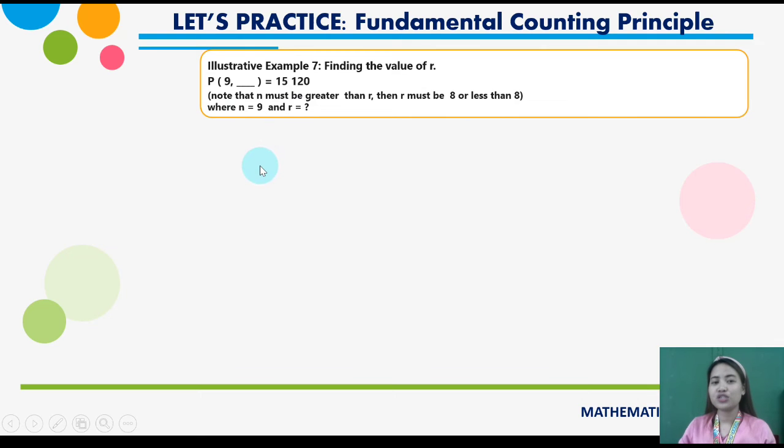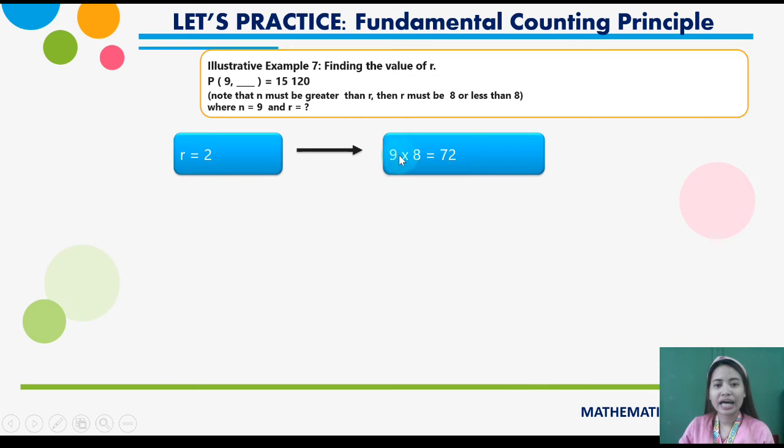The first step you need to do is a trial and error method. We consider r is equal to 2. Then we have 9 times 8 is equal to 72. Why 2? Because there are 2 numbers multiplied. Considering the reminder that r must be 8 or less than 8, the next one is r is equal to 3.